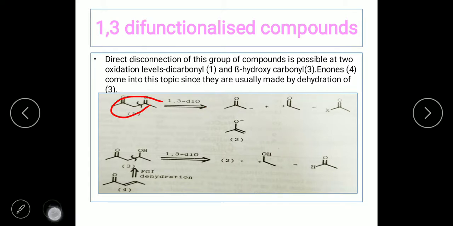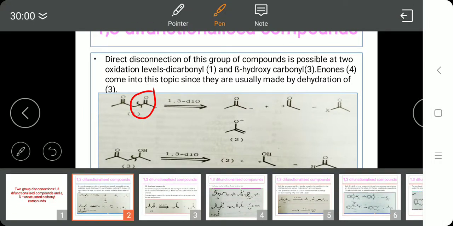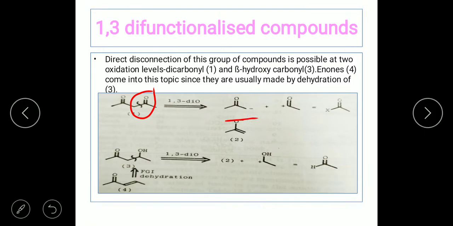After this disconnection, we are going to get two synthons. One would be a cation and the other would be an anion. The bond which is broken, the carbon just beside the bond, will always get a positive charge, whereas the other synthon will get the negative charge, that is the anion. So one gets the cation and the other the anion.